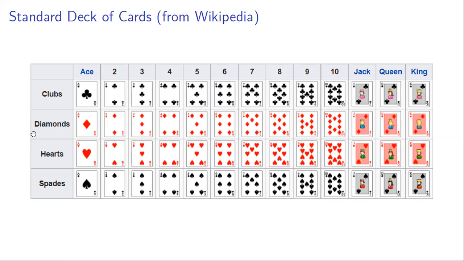Also notice that 2 of the suits are red, diamonds and hearts, and 2 of the suits are black, the clubs and the spades. We'll have to keep that in mind. The cards here in the right 3 columns are known as face cards because they have pictures of faces on them. So the jacks, the queens, and the kings are known as face cards.